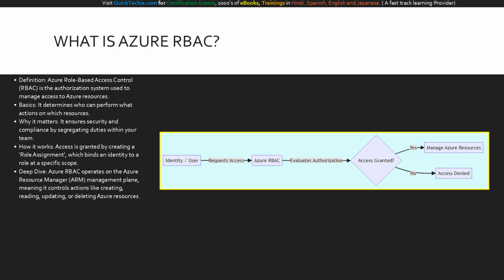On the left, we have our identity, which could be a user or an application. When they request access to an Azure environment, that request passes directly through the Azure RBAC system. RBAC acts as the gatekeeper, evaluating the authorization roles. If the role assignment permits the action, access is granted, and the user can manage the Azure resources. If not, the request hits a wall and access is denied. It's a clean, centralized security checkpoint for your cloud infrastructure.